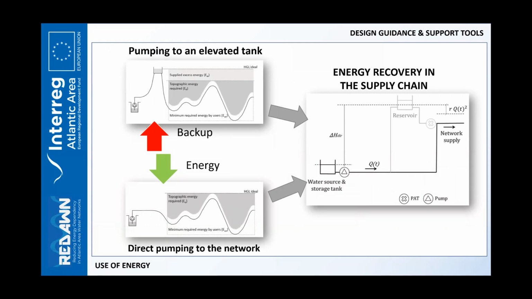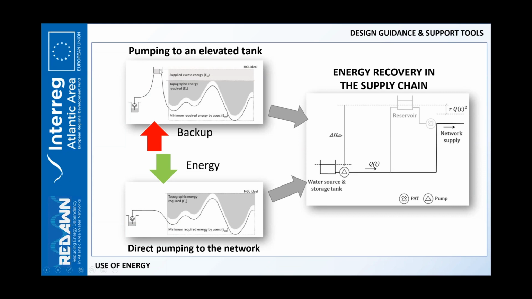We can think, of course, about hydropower also to rethink the way we can design networks. For example, as we design a water distribution network, we have mainly two solutions. The first one is to pump power from the source to an elevated tank, and then this elevated tank will constitute the upper head level of the network.